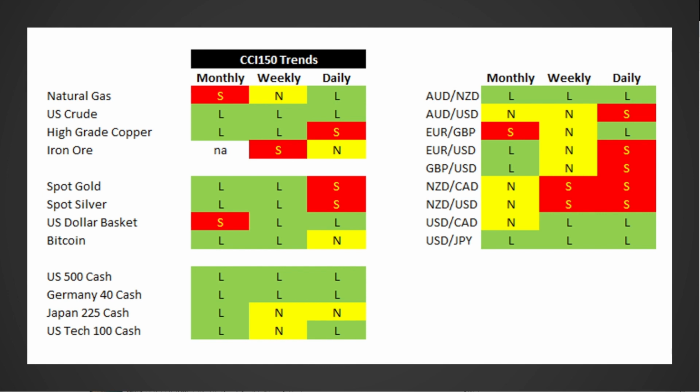And gold and silver, medium to long term, are both bullish, although they have turned down into a bearish momentum at the moment. Likewise, Bitcoin, it's turned neutral. And the US dollar is slowly turning bullish, and the longer term is still bearish, so just be careful about going long too strongly on that one.